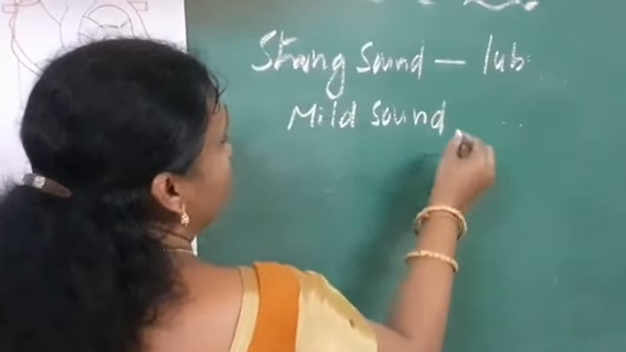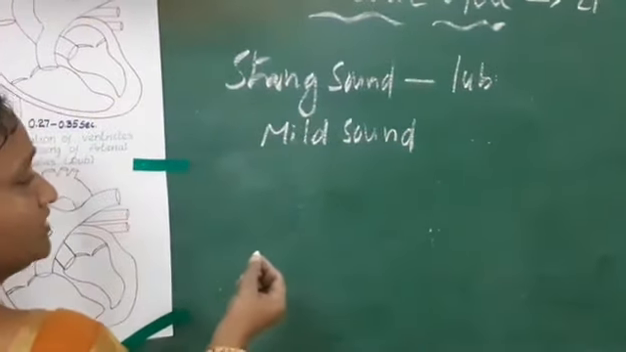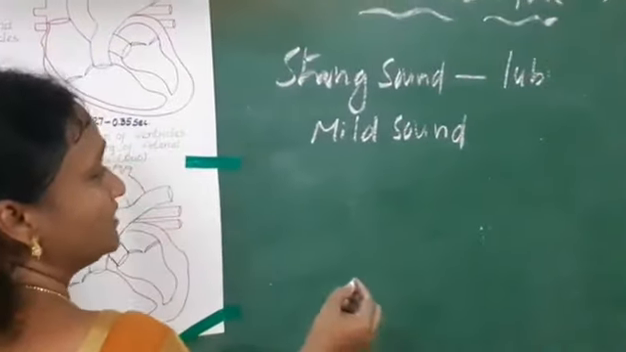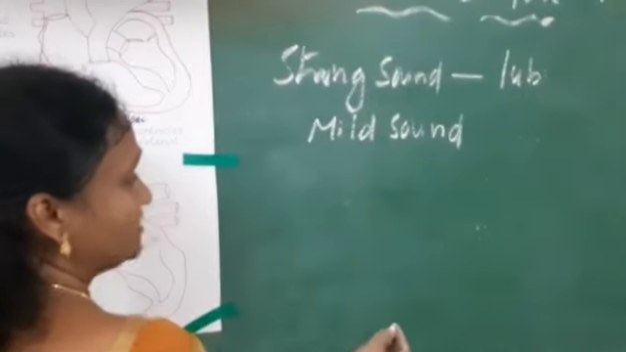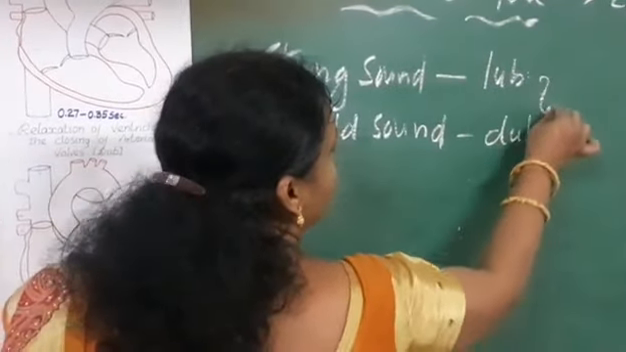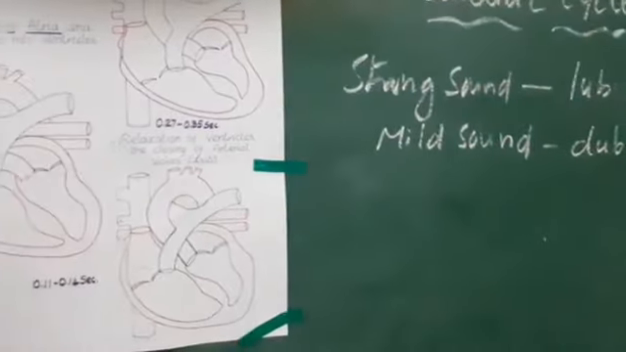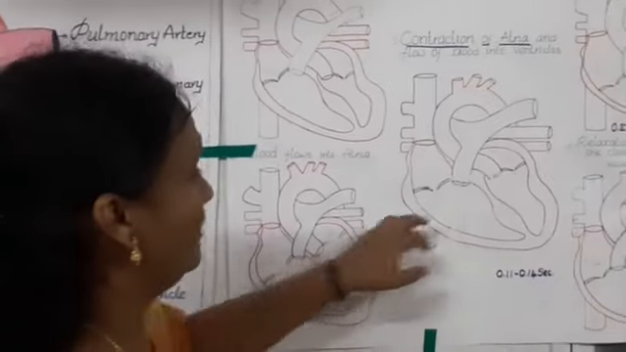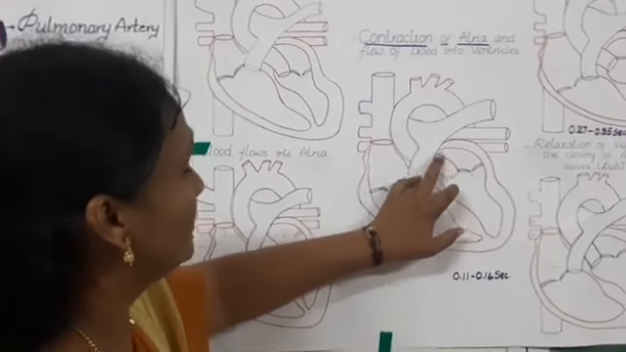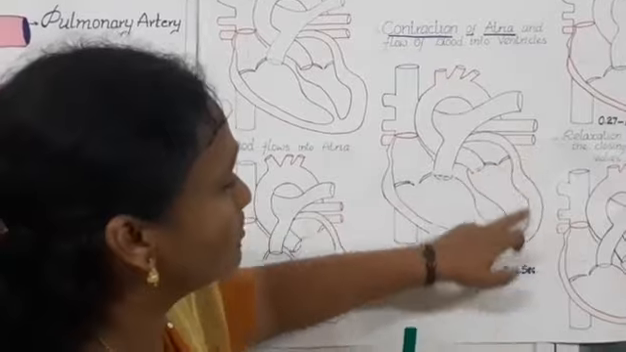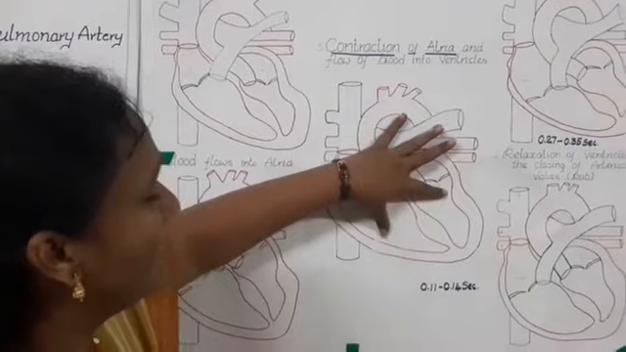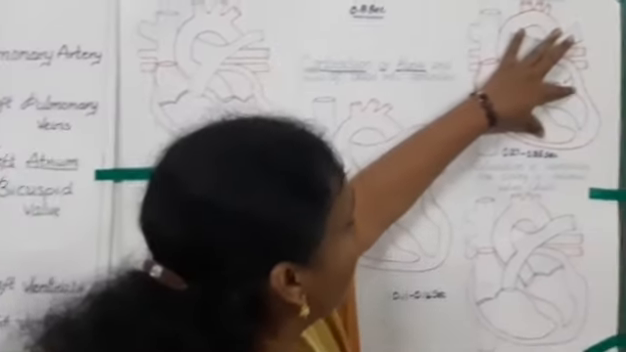So a strong sound is produced by the closing of the valves between the auricles and ventricles. A mild sound is observed when the valves in the arteries, that is the pulmonary artery and systemic artery, close. It produces a mild sound called dub. That together forms the lub dub of the heartbeat. So when the blood flows from the ventricles to the pulmonary artery and systemic artery, the valves close. Then from the systemic artery, the blood goes to the body parts, and from the pulmonary artery, it goes to the lungs, and both the ventricles get relaxed.